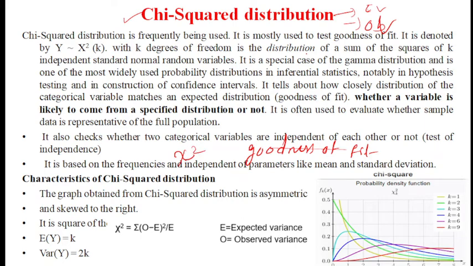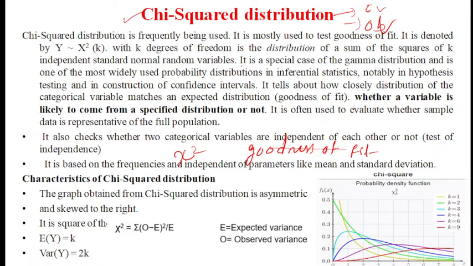It is a special case of the gamma distribution and is one of the most widely used probability distributions in inferential statistics. Notably, in hypothesis testing and in construction of confidence intervals, this chi-square distribution will be used. Mostly it will be helpful for finding the goodness of fit.